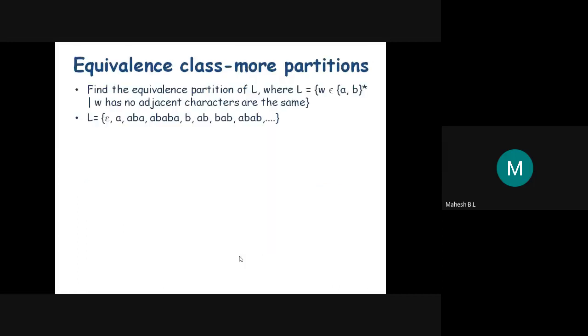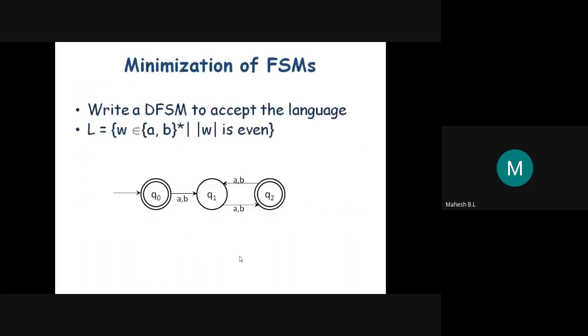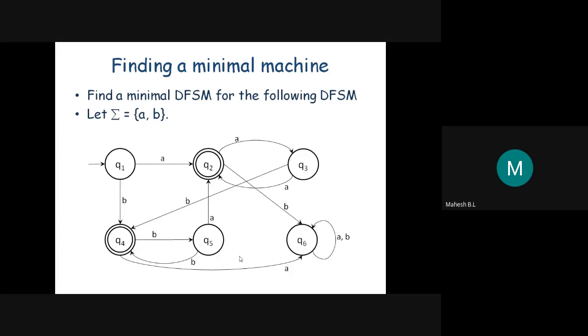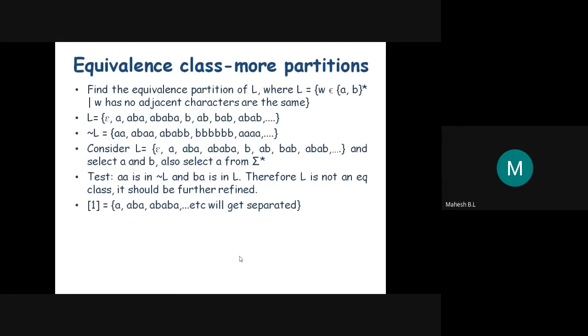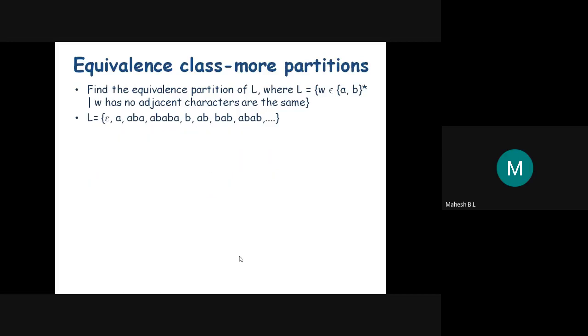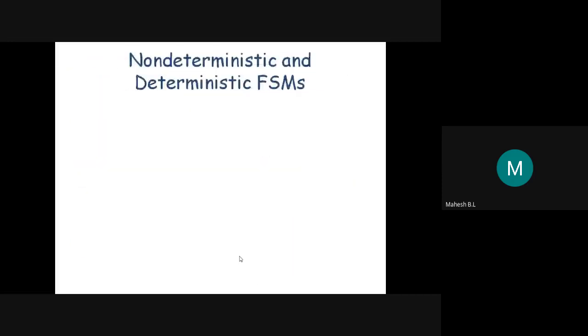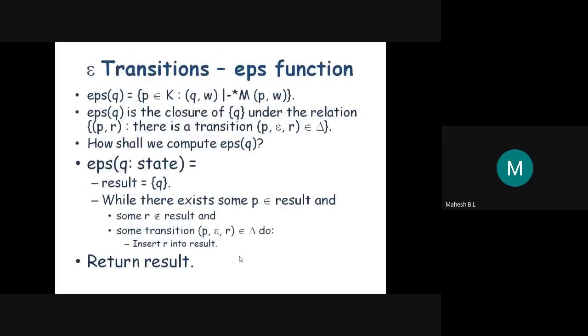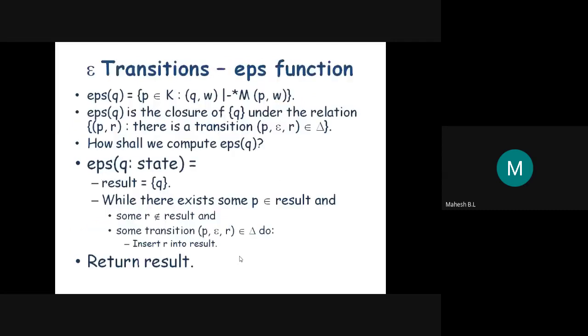Okay, this is not needed. We discussed all these examples. Okay, now that's the theory behind equivalence class, distinguishable, indistinguishable, and minimization of DFSM. Now, here many algorithms are there. All these are discussed in the previous class.